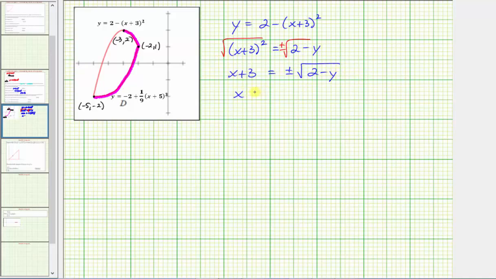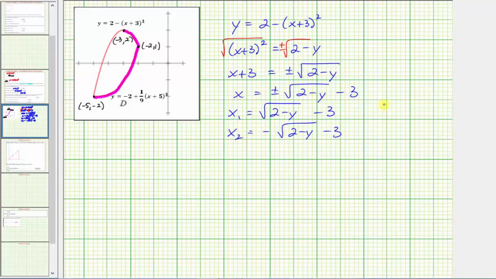So we have x equals plus or minus the square root of the quantity 2 minus y, minus 3. Notice how we could have x sub 1 equals the positive square root of the quantity 2 minus y, minus 3. We could also have x sub 2 equals the negative square root of the quantity 2 minus y, minus 3. So we need to decide which of these two functions of y give us the left side or right side of the parabola, because we only want the right side.